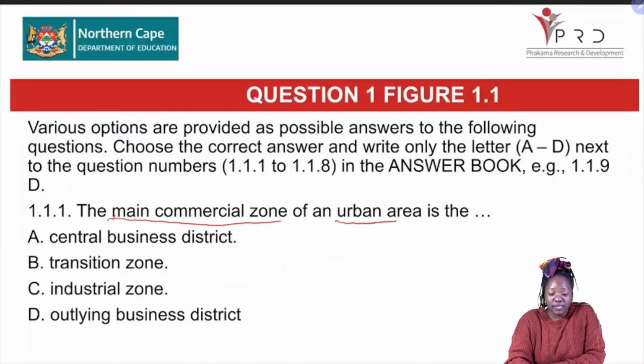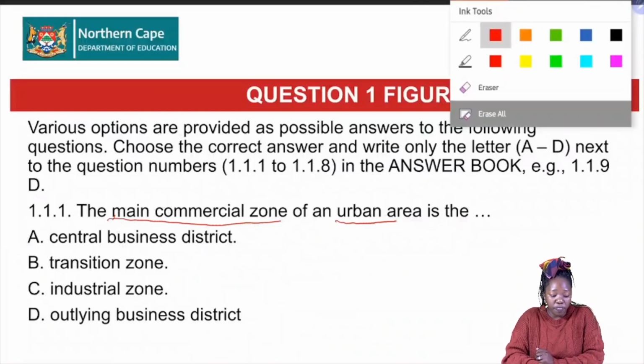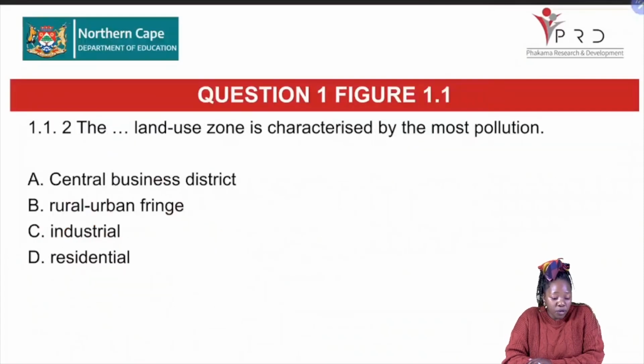With the hope that we are all done, we're going to move to the correction. So we're looking there, our main commercial zone. Remember, the commercial zone is the place of business. So therefore, the option A was correct because we are looking at the central business district, which is CBD. Then we move to our question 1.1.2.